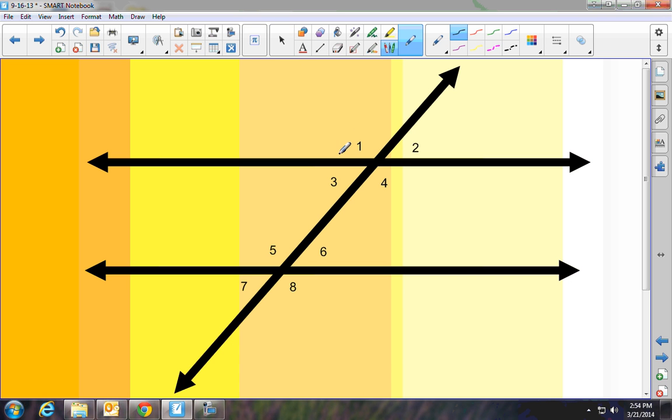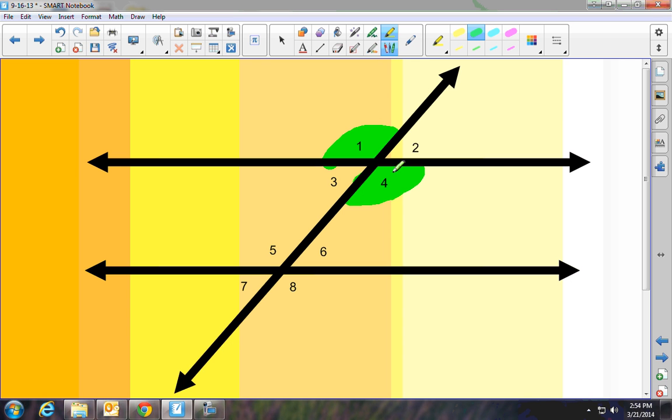Now let's start with angle 1 right here. I'm going to use my highlighter to mark angle 1, which is this angle here. It's easy to see that the vertical angle is congruent to angle 1, the vertical angle being the one opposite from it, and that's angle 4. So vertical angles are congruent. We know 1 and 4 are congruent.